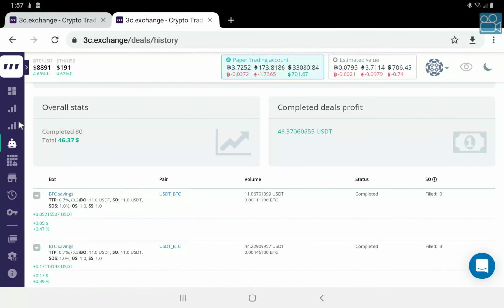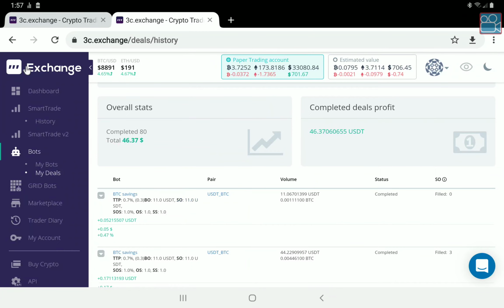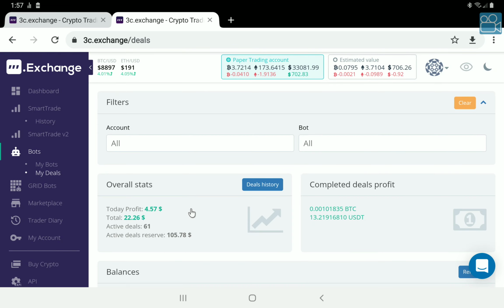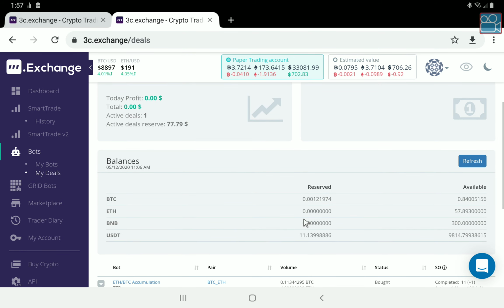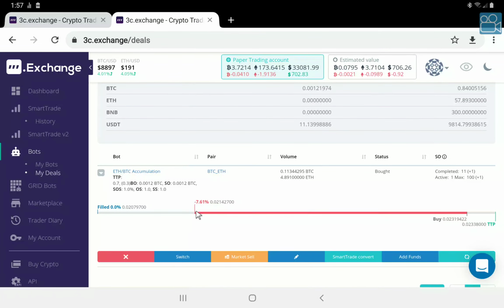Now let's go see if I can find the ETH BTC accumulator bot. Go to my deals. Let's find that deal. Here it is. Right now it's 7% below, and it's completed 11 safety orders. And I did one manually.